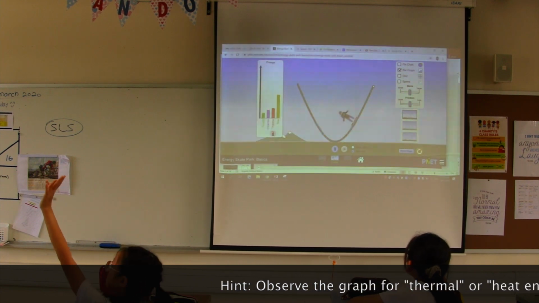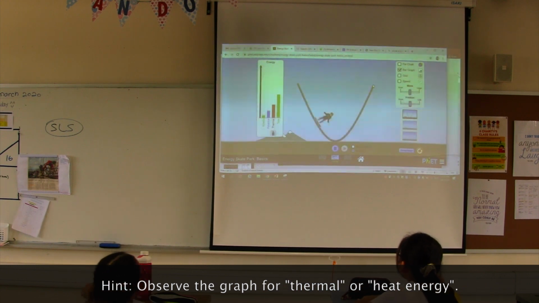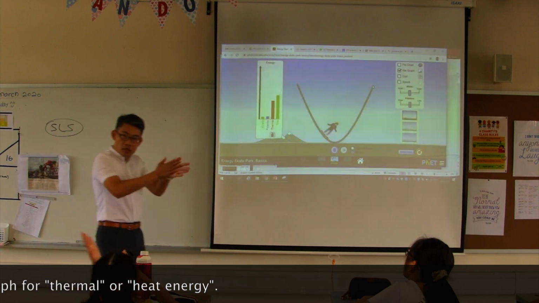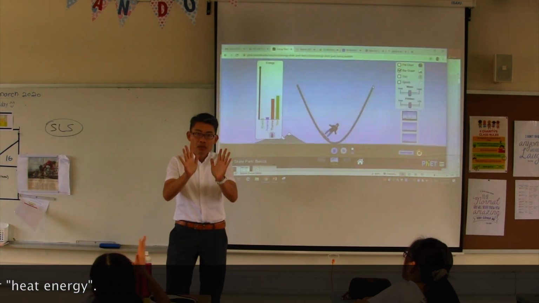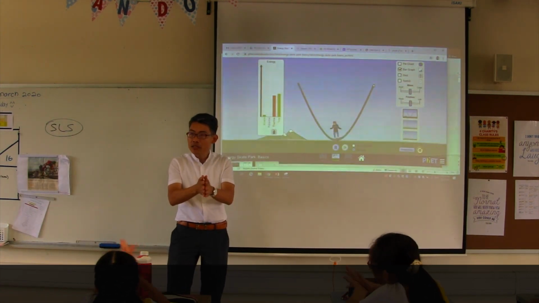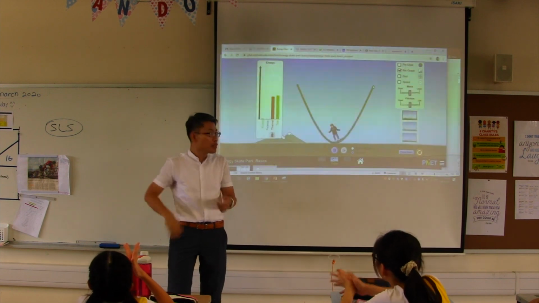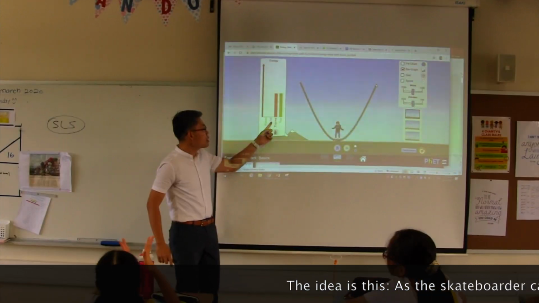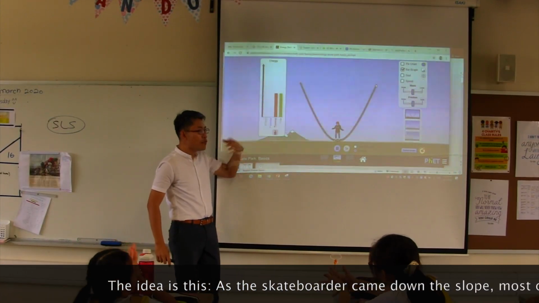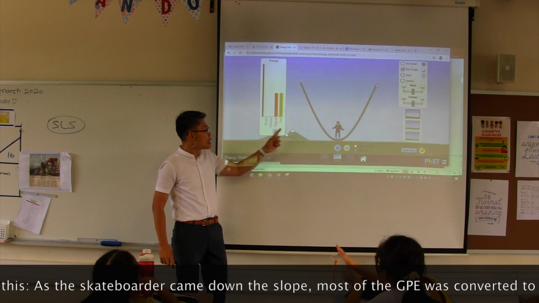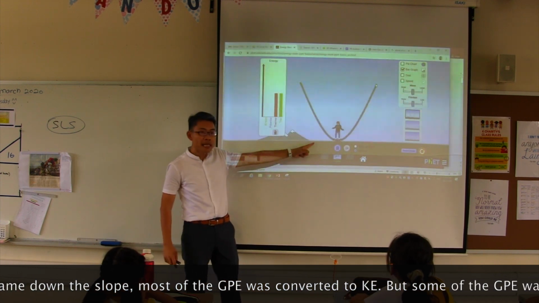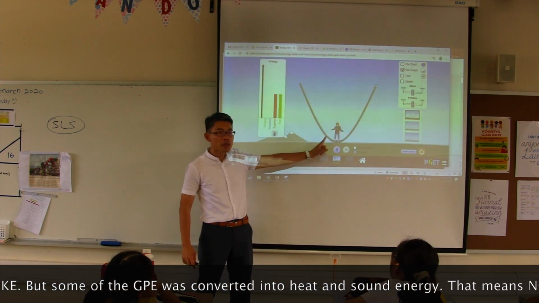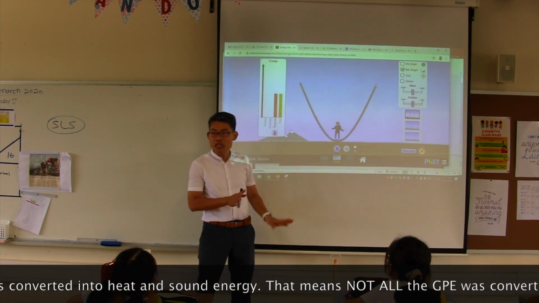Which one? Thermal. Because as this person is moving, remember you did this before? There's the energy conversion. So part of the KE is converted into heat energy. So part of this is heat energy. So in the end, all the GPE and the KE are converted to heat energy. No more. That's why it stopped moving. There's no more KE to make this person move anymore. All converted to other forms of energy.